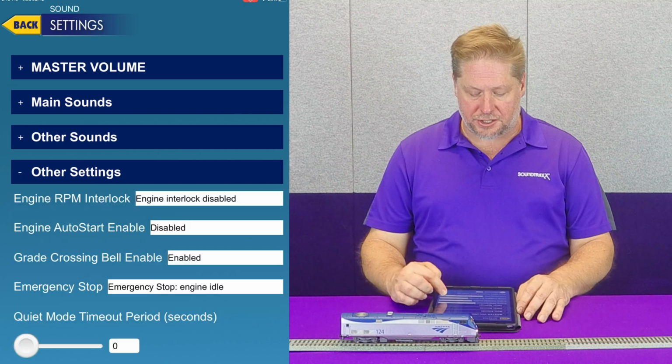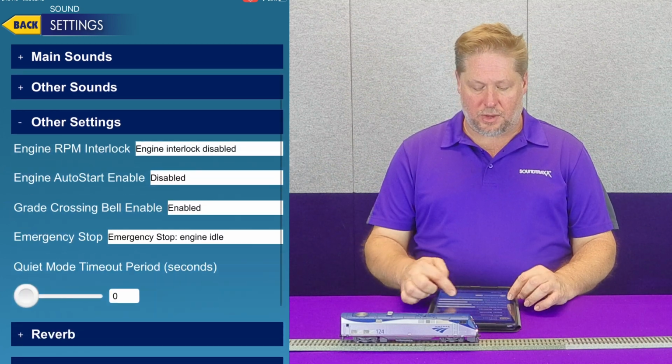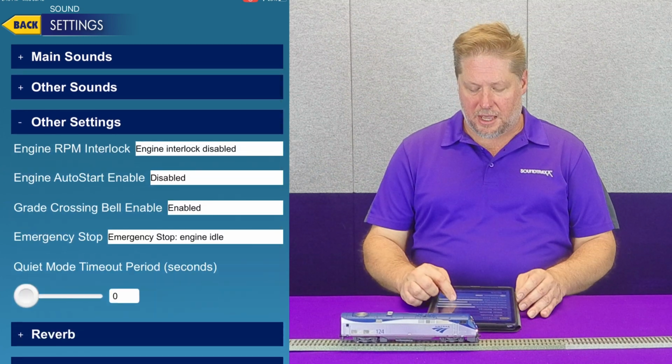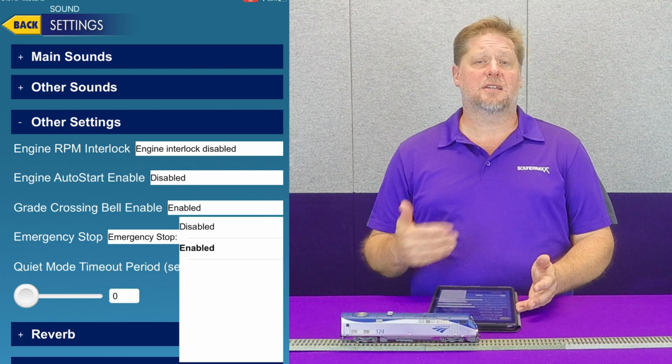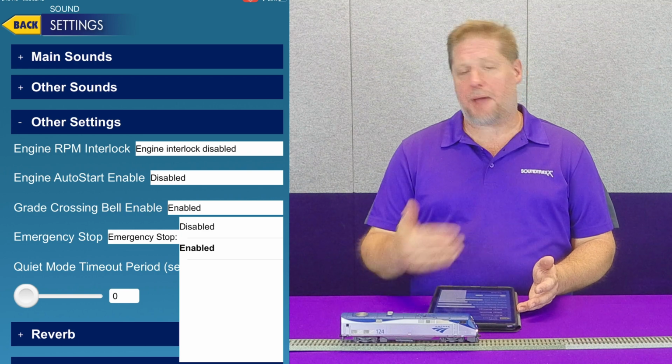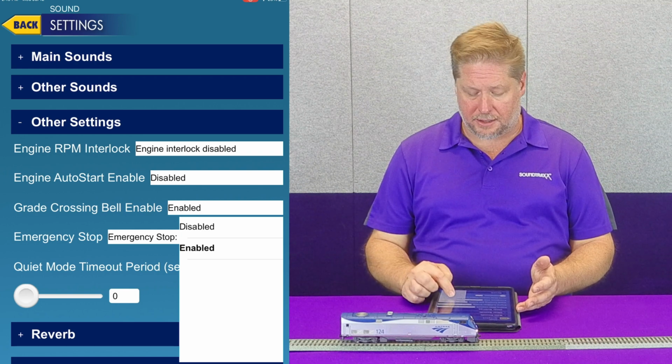So when we go down to other settings, you see here that we have grade crossing bell enable, and we can click on that and we can either enable it or disable it. And what that does is it auto triggers the bell to happen as soon as the long horn is played.